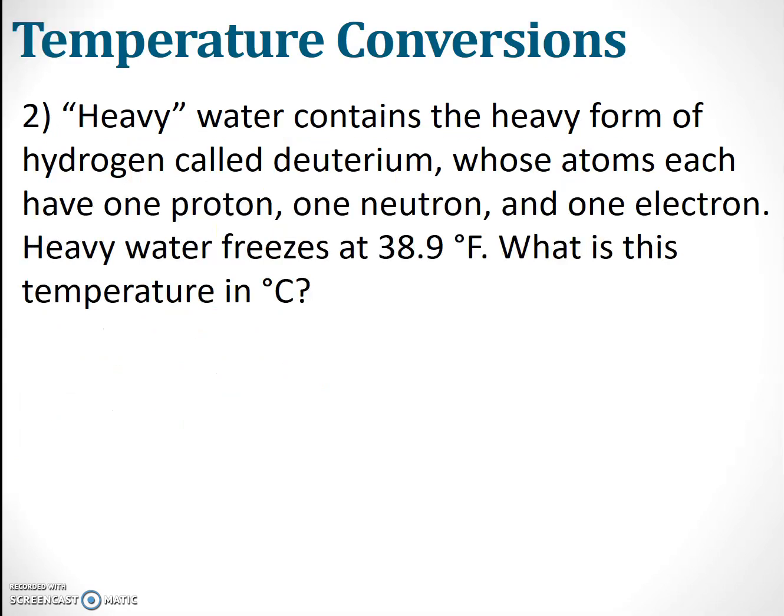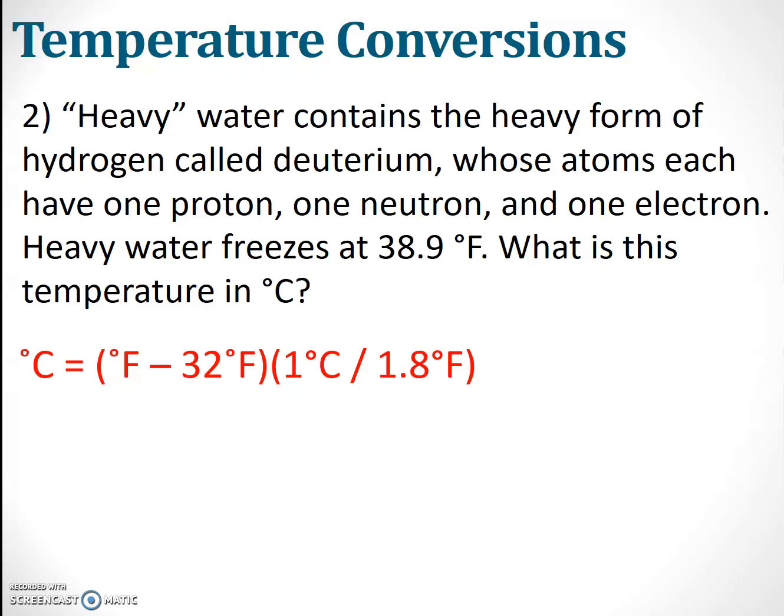All right, heavy water contains the heavy form of hydrogen called deuterium, whose atoms each have one proton, one neutron, and one electron. Heavy water freezes at 38.9 degrees Fahrenheit. What is the temperature in degrees Celsius? So this one's a little bit more complex, so the Fahrenheit to Celsius is a little bit trickier. And same thing for Celsius to Fahrenheit.